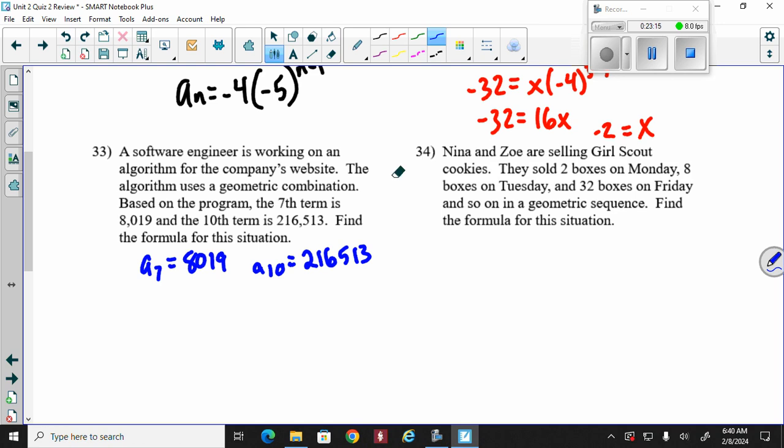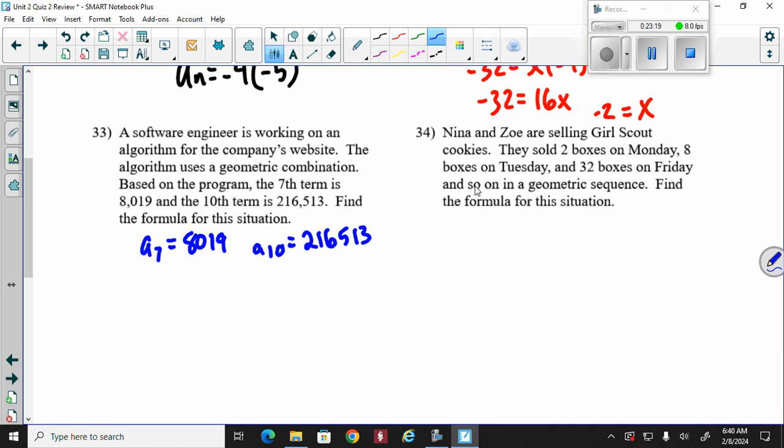And question number 34. Nina and Zoe are selling Girl Scout cookies. They sold 2 boxes on Monday. So the problem starts with Monday. So that's A of 1 is equal to 2. And this is 8 boxes on Tuesday. So it's like A of 2 is equal to 8. And then A of 3 is equal to 32. I'm going to jump to 34 and I'll jump back to 33.